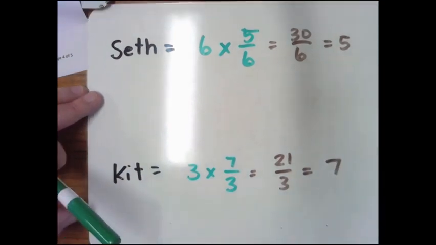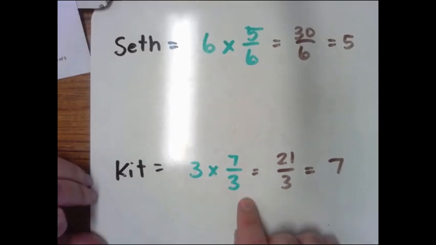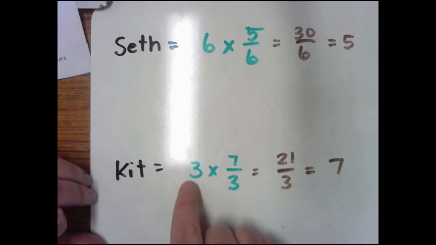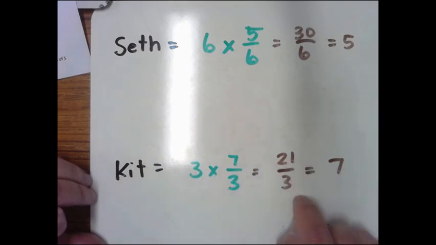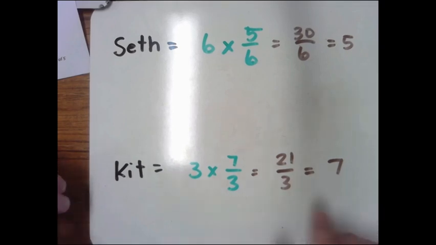So let's talk about Kit. Well, Kit had 3 bags, each weighed 7/3 of a pound. So 3 times 7 is 21/3. And 21/3 can be turned into 7 wholes. Okay, so this will help us answer our questions.